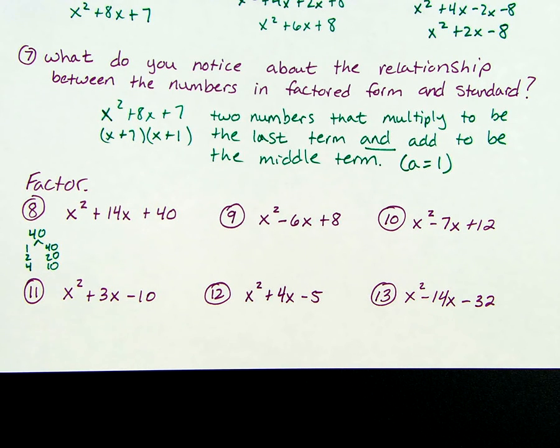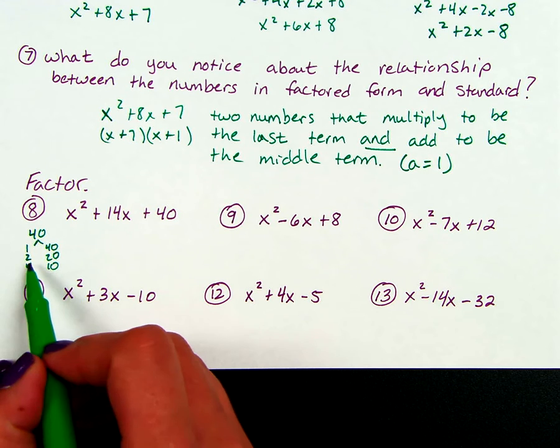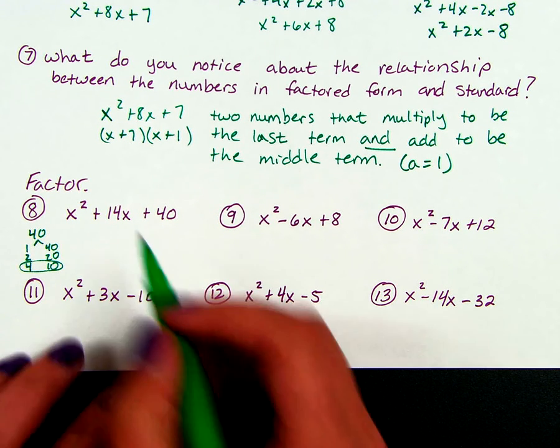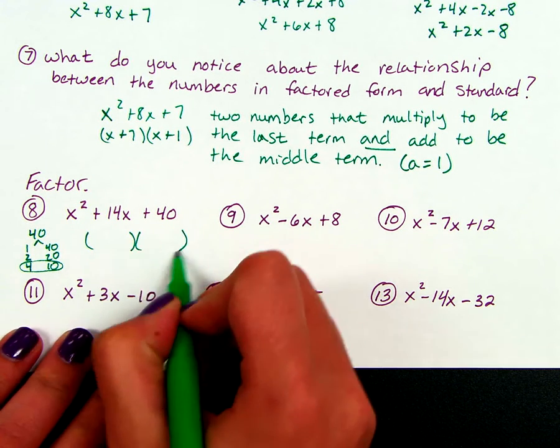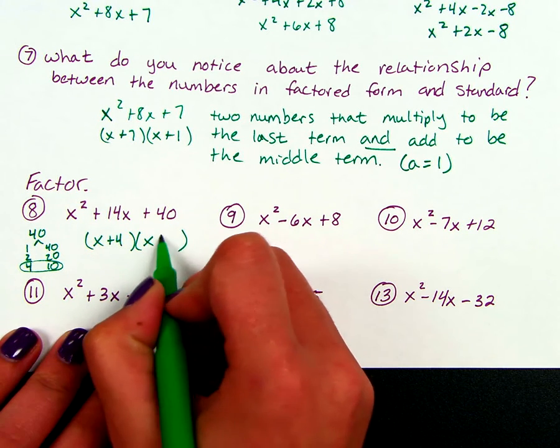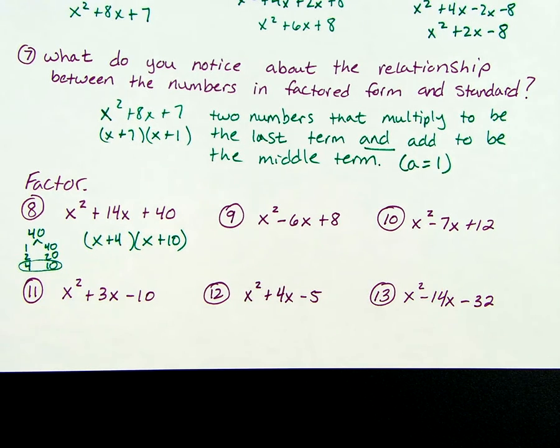2 plus 20 doesn't add to be 14. But 4 plus 10 does, so that's the set that we're going to use. So we're going to have our double set of parentheses, x and x, and then we need a positive 4 and a positive 10. So that is our factored form, where two numbers multiply to be the last term and add to be the middle term.